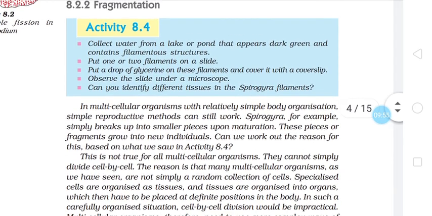Activity 8.4: Collect water from a lake or a pond that appears dark green and contains filamentous structures. Put one or two filaments on a slide, put a drop of glycerin on these filaments and cover it with a cover slip. Observe the slide under a microscope. Can you identify different hues in the Spirogyra filament?